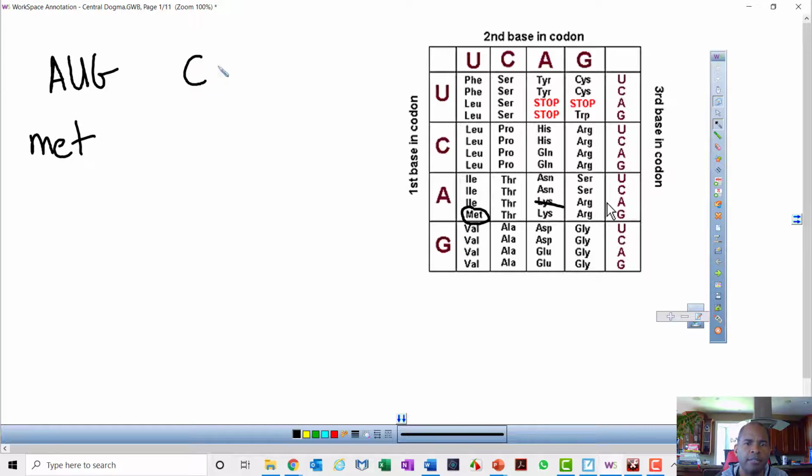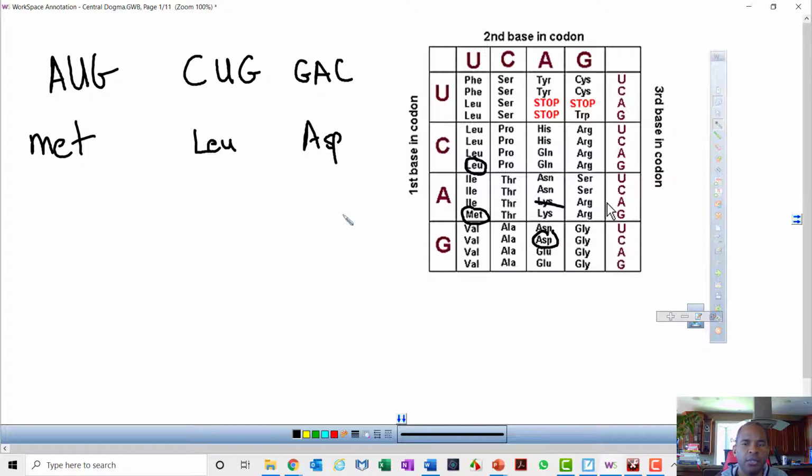Suppose I gave you a code of C, U, G. All right, so let's take a look at this one. I got C as my first base, I got U as my second, and I have G as my third. So that's going to be leucine. Let's try one more. Let's say I want to go with G, A, C. So I go to G, I go to the A column, so G and A, and I look at C. And I see that's aspartic acid.